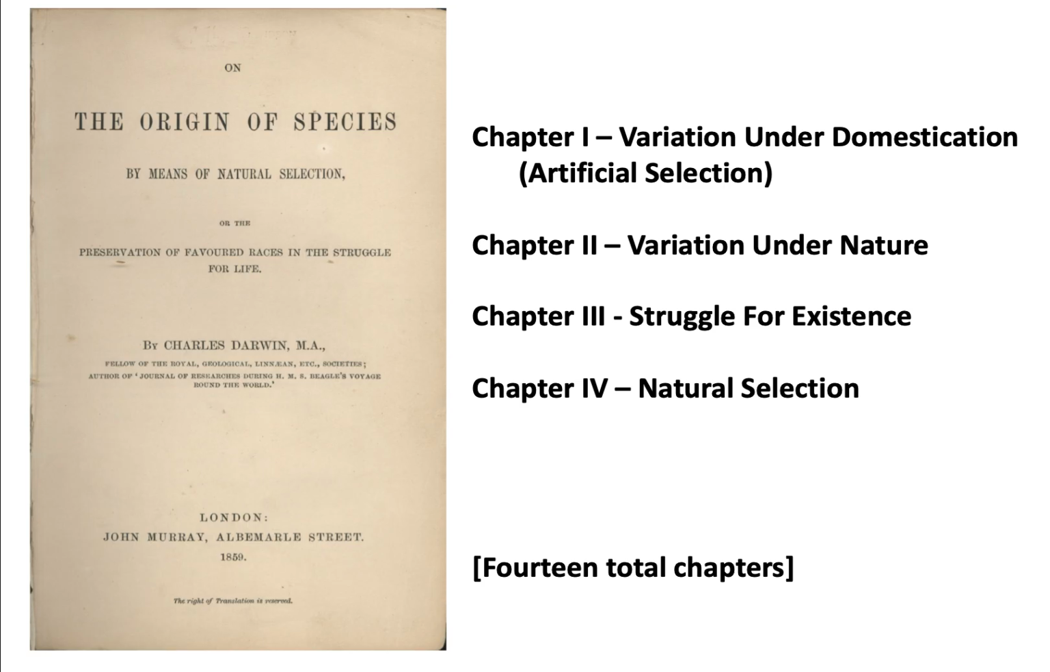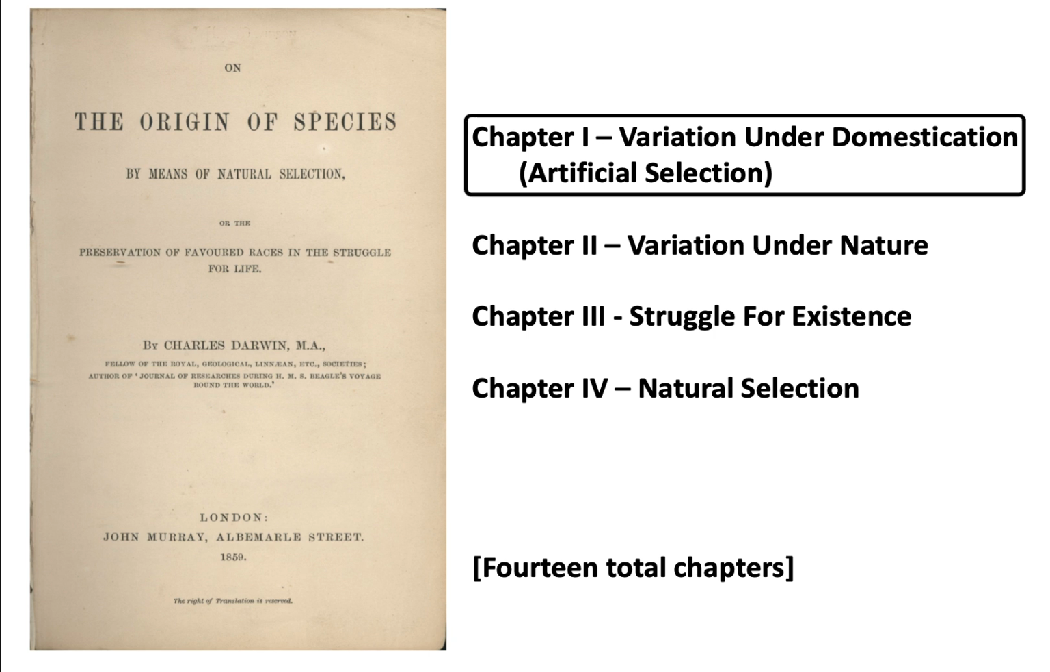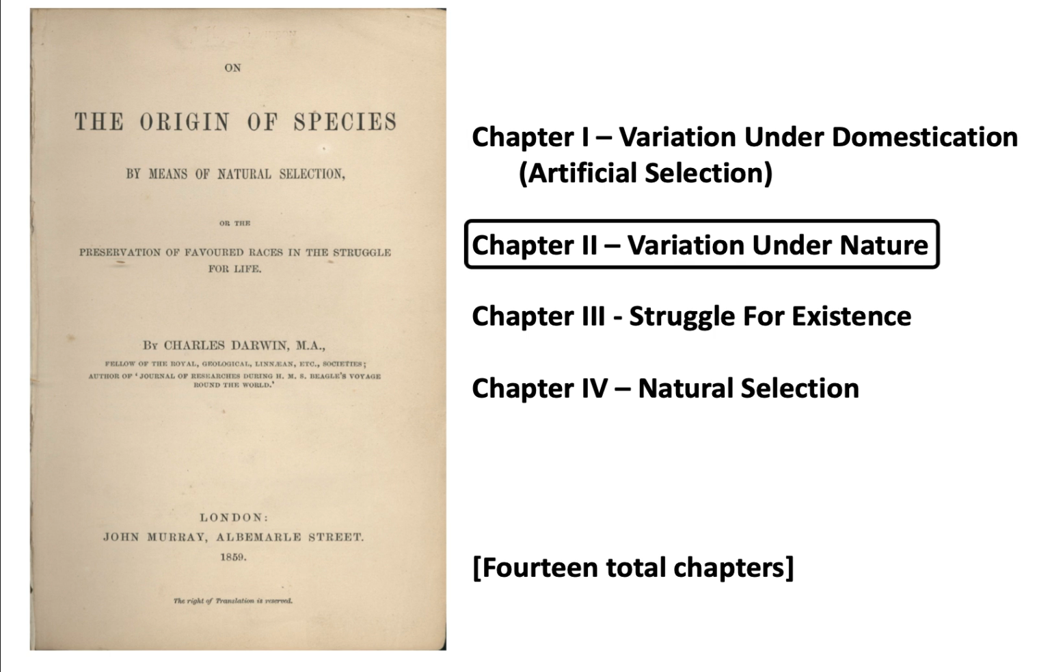Hi there. In this video, I'll be talking about natural selection, which was one of the main portions of Darwin's famous Origin of the Species book. Before he actually started talking about natural selection, his first chapter was on artificial selection, that is, variation under domestication. Then he related this to variation under nature, that is, natural selection, starting in chapter 2.